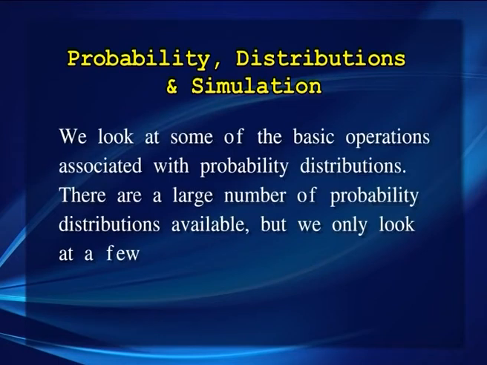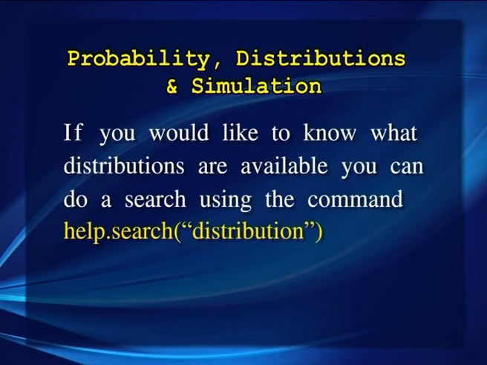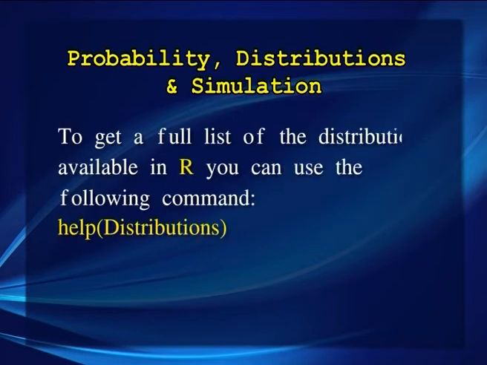Next, we will see probability distributions and simulation. We look at some of the basic operations associated with probability distributions. There are a large number of probability distributions available, but we only look at a few. If you would like to know what distributions are available, you can do a search using the command help.search("distribution"). To get a full list of the distributions available in R, you can use the command help(distributions).